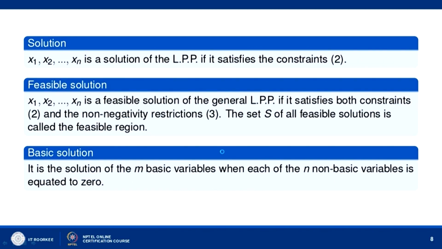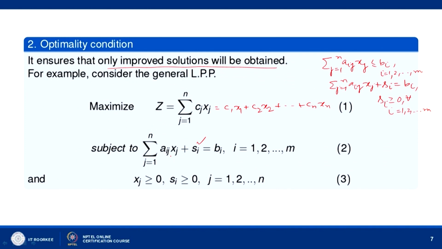Now, x1, x2, ..., xn is a solution of the linear programming problem if it satisfies the constraints. So, x1, x2, ..., xn will be called a solution of the linear programming problem if it satisfies these constraints: sigma j equal to 1 to n a_ij x_j less than or equal to b_i for all i equal to 1 up to m.